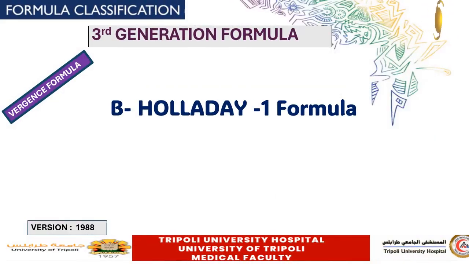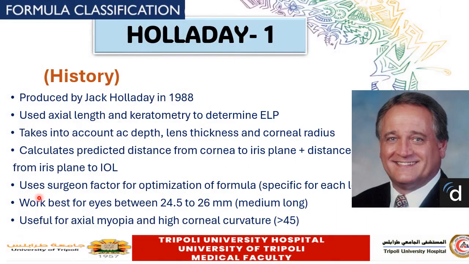The second type of formula, which belongs to the third generation IOL formulas, is the Holladay 1 formula. This formula was invented by Jack Holladay in 1988, and it uses the axial length and the keratometry as main parameters. He also includes the anterior chamber depth, but he measured the anterior chamber depth in two steps, initially from the corneal endothelium up to the iris plane, and then from the iris plane to the anterior plane of the IOL, so he named that portion the surgeon factor.